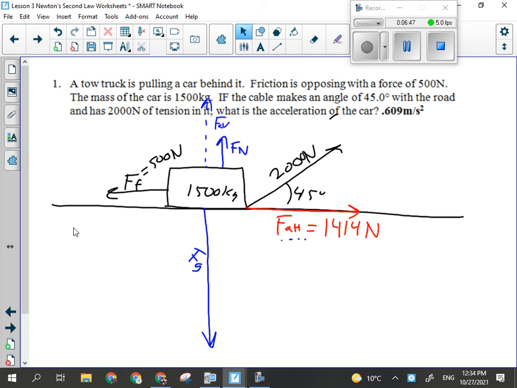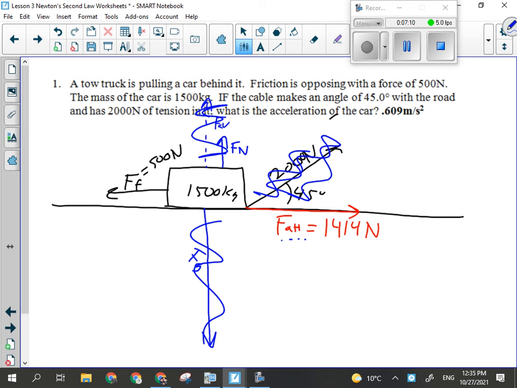All right, now that I know that force, and I know that these forces offset, I can get rid of them. This force has now been taken care of because I broke it up into its horizontal and vertical parts. The only two forces that are left are the horizontal applied force and friction. Okay, what can I calculate now? F net.